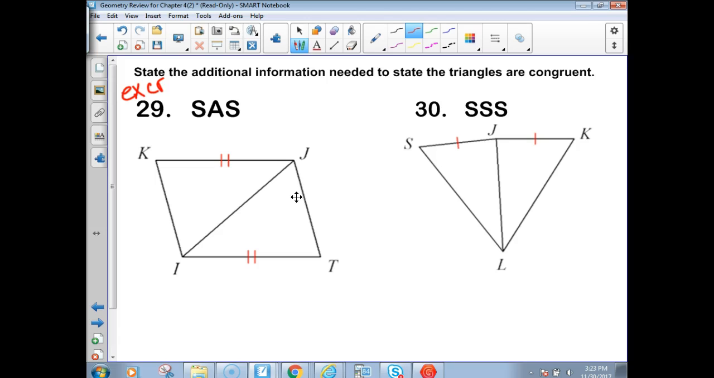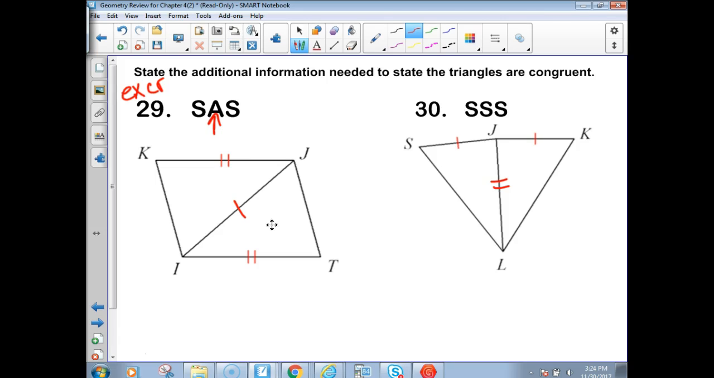Now, here's what they're asking. They want us to use SAS. Automatically, no matter what you guys are working on, if there's a shared side or vertical angles, you want to mark it. Bam. So just like in this one, I want to mark that. Now, what they're asking us is, where would the angles need to be for us to be able to do SAS on this diagram? It has to be where? Between the sides. So where is that in this picture so we can name those angles?